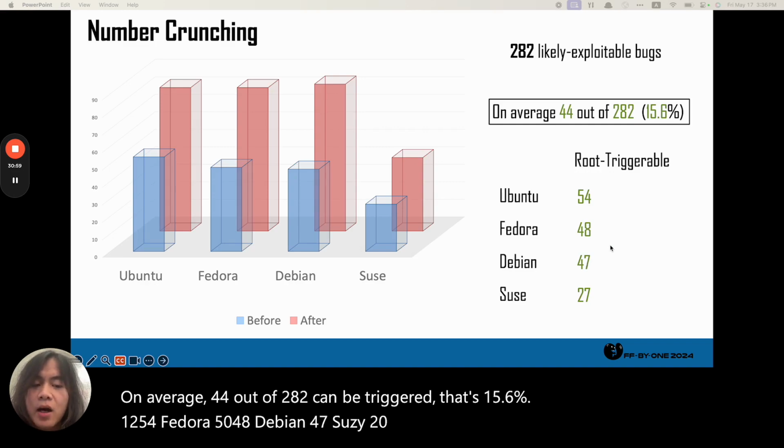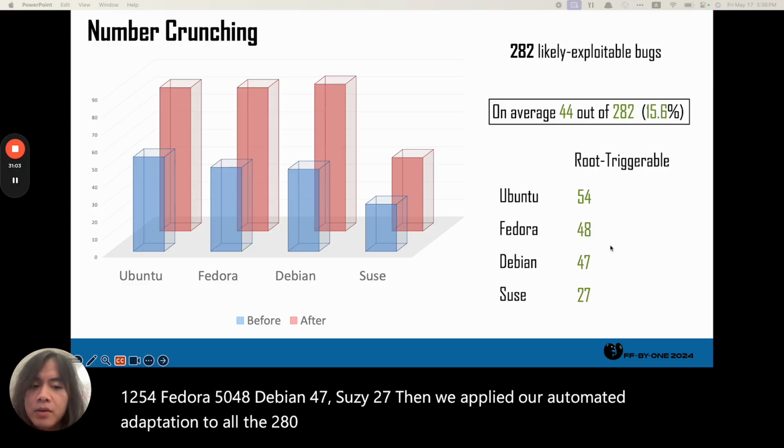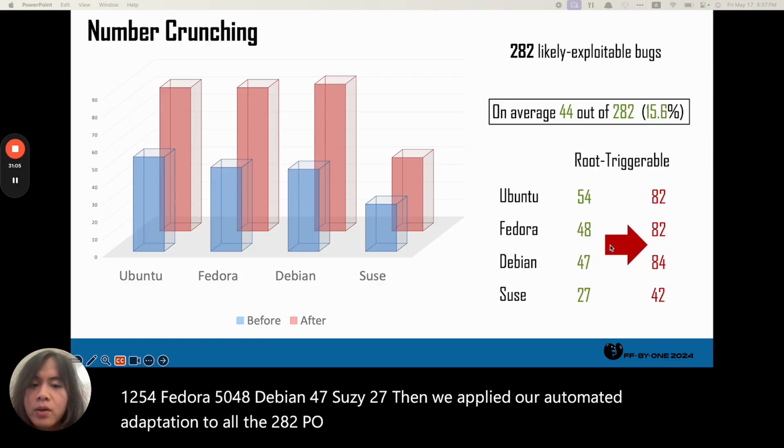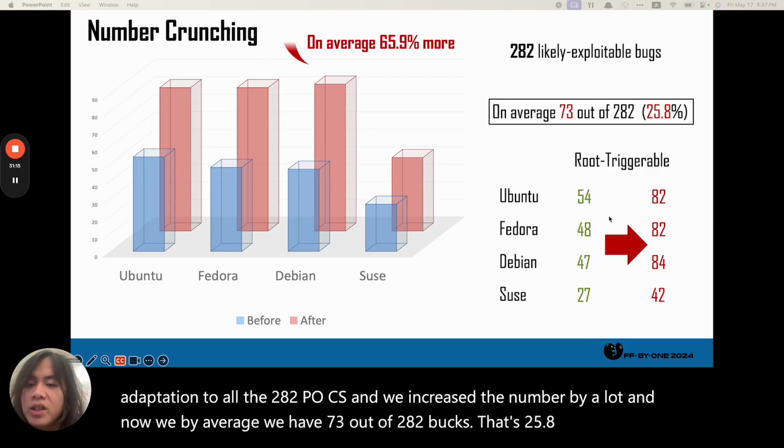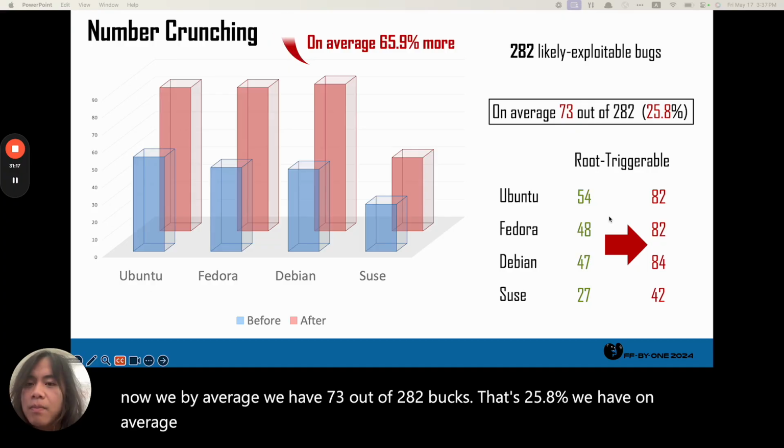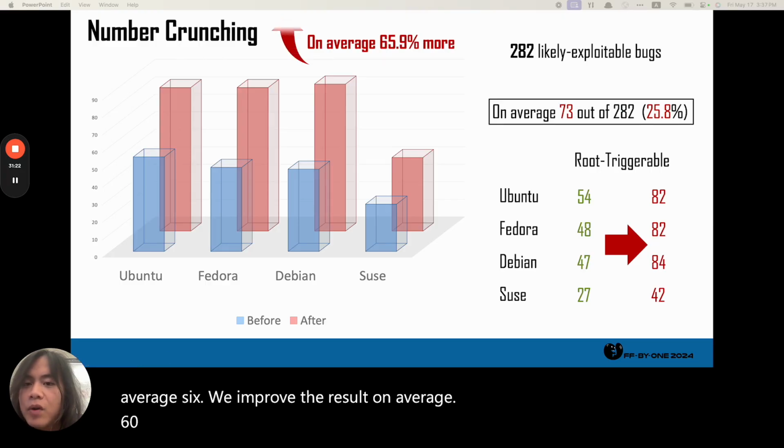Then we applied our automated adaptation to all the 282 POCs, and we increased the number by a lot. Now on average, we have 73 out of 282 bugs. That's 25.8%. On average, we improved the result by 65.9% more.